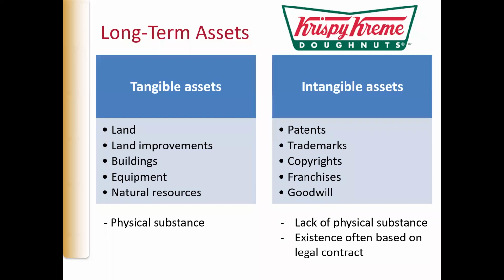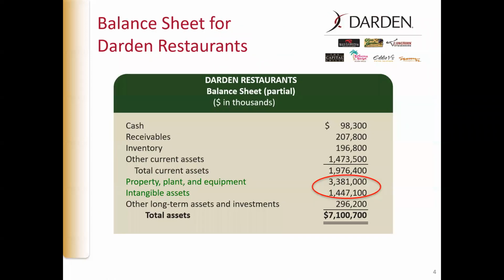Intangible assets lack physical substance, and often their creation is a result of contracts between companies. These consist of patents, trademarks, copyrights, franchises, and goodwill.